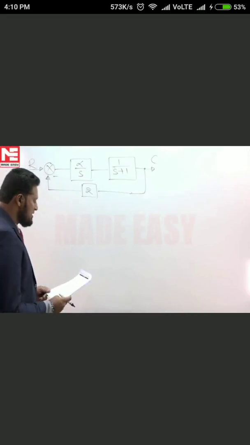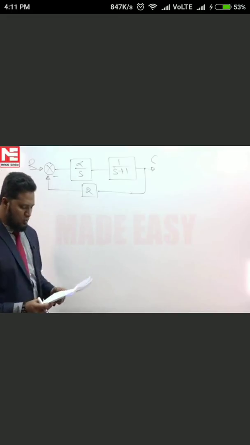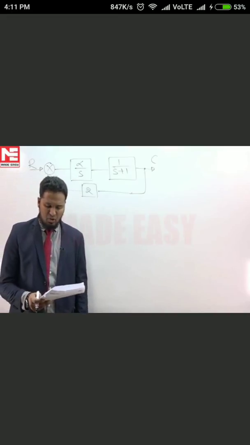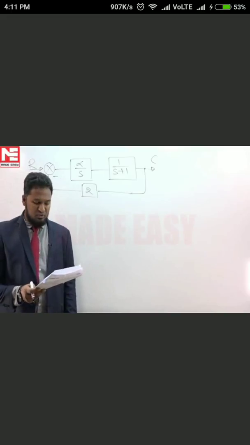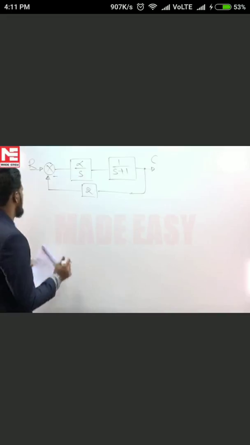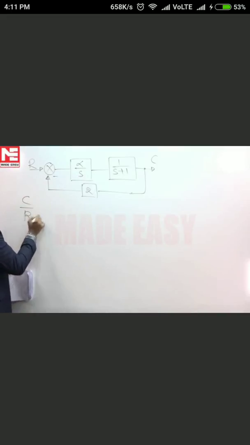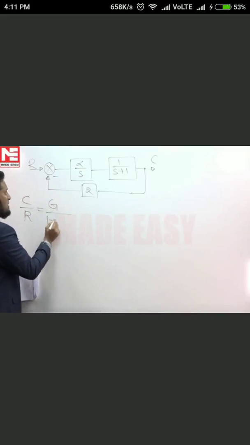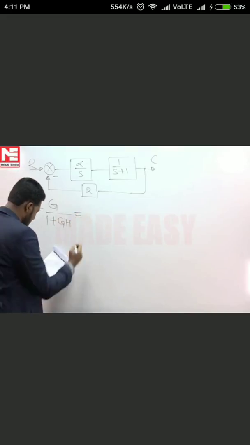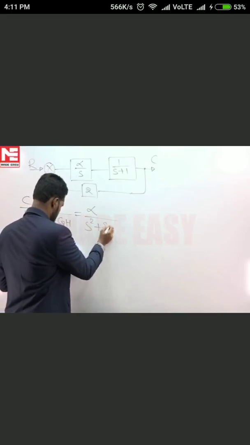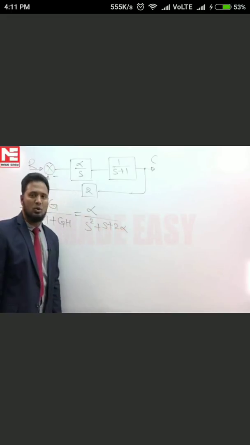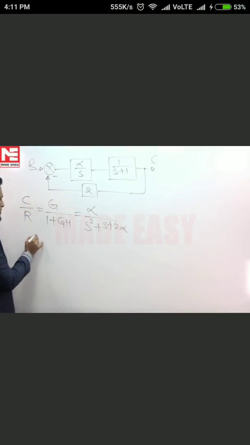Block diagram representation of a system is given. Question is to find the value of the sensitivity of the transfer function of the system with respect to alpha parameter for the values of S and alpha given. First of all, finding the closed loop transfer function of the system with the formula G by 1 plus GH, it becomes alpha by S square plus S plus 2 alpha. This is the closed loop transfer function.